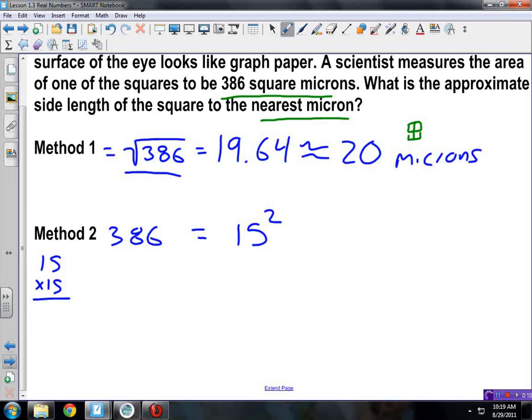Is it 225? Is that what it is? Oh, it goes 5, 2, that's 75, 0, 5, 1. Yeah, I think it's 225. So is 225 very close to 386? No. Not really. So what do we need to do to that square root of 15? We need to bring it up a little bit.